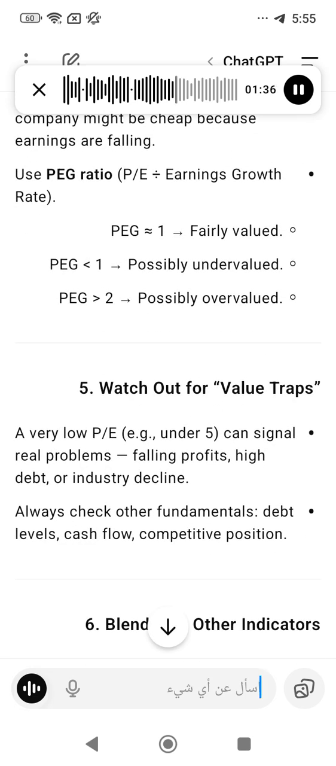5. Watch out for value traps. A very low PE, e.g., under 5, can signal real problems, falling profits, high debt, or industry decline. Always check other fundamentals, debt levels, cash flow, competitive position.